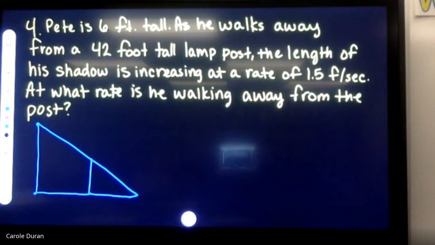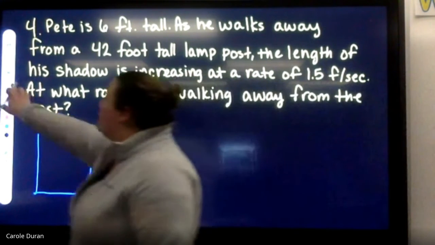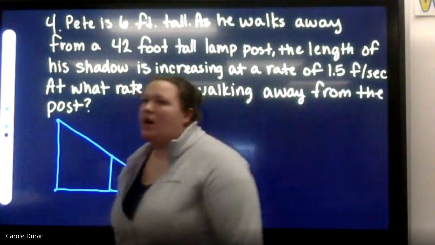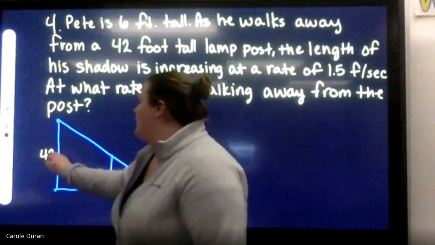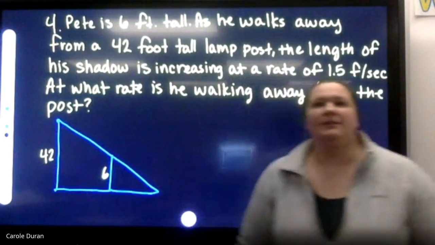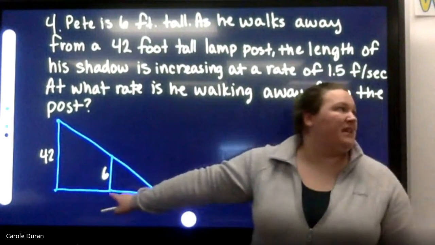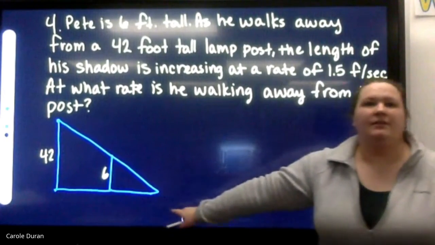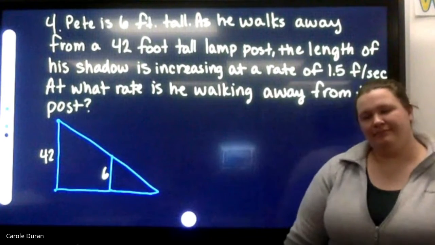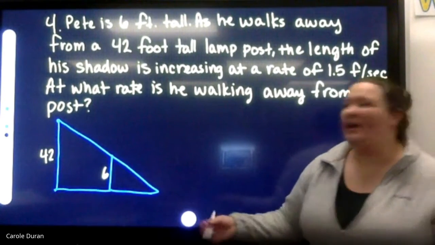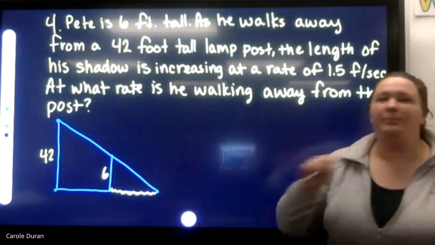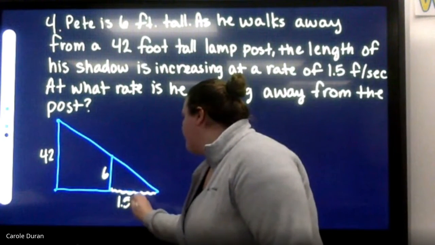Since we've identified that this is a right triangle, I can go ahead and start filling in any information that I currently have about it. So the first part is, this is my lamppost and it is how tall? 42. I know this little person right here is Pete. How tall is Pete? 6. What do I know that this is in regards to Pete? What is this little piece right here? It's a shadow. Do I know anything about that shadow? Oh. It's changing at what? 1.5 what?